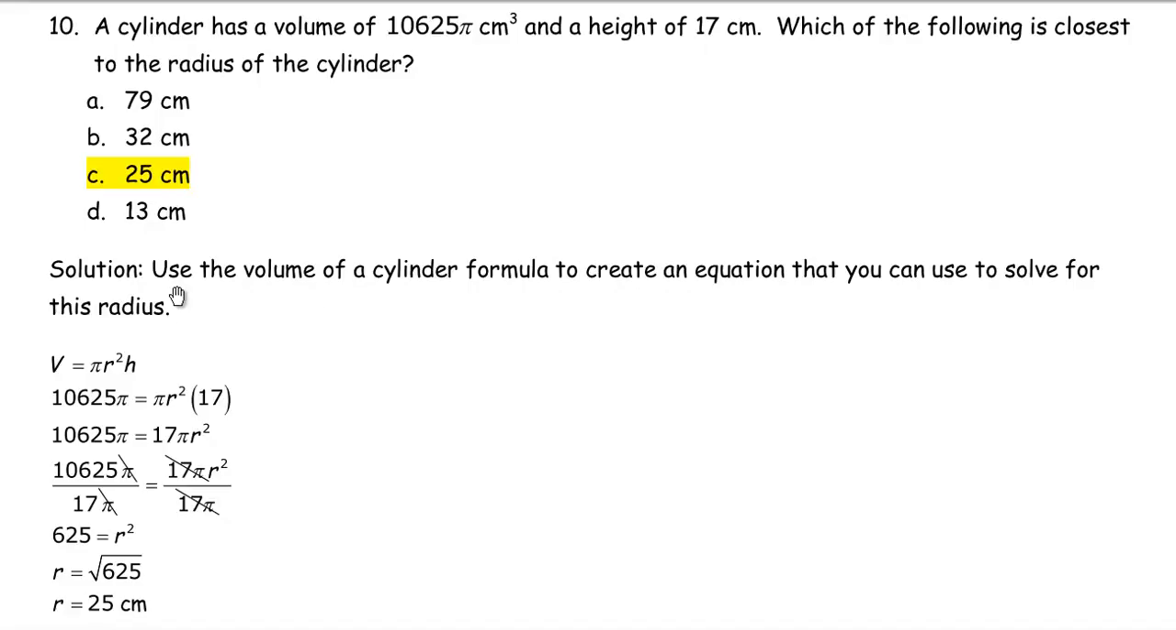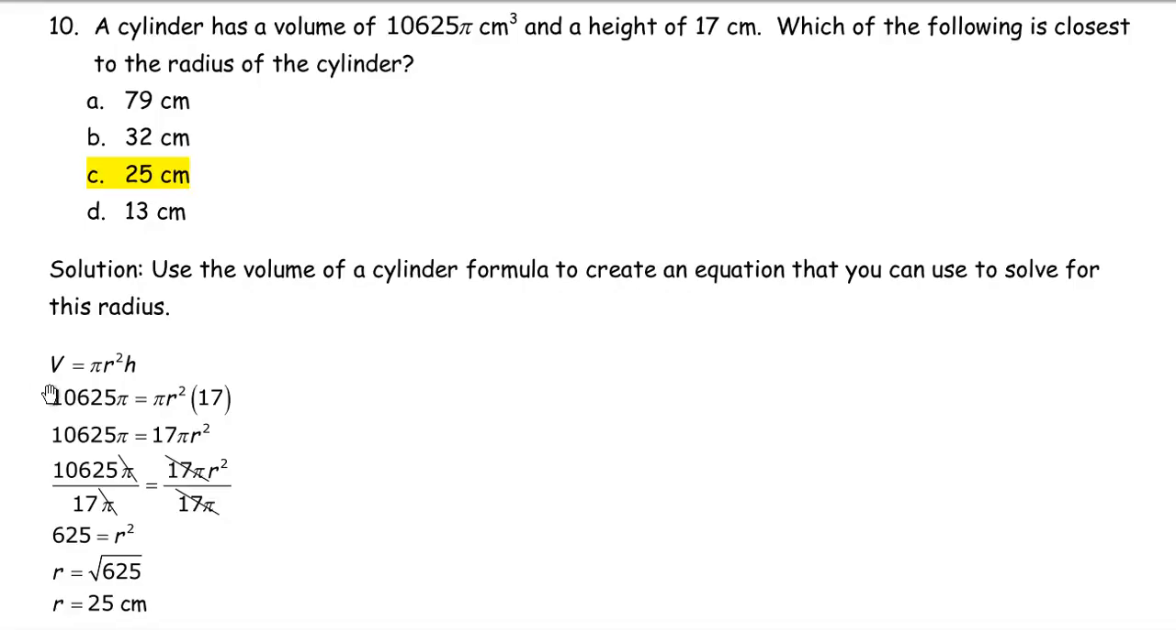So in the solution here, it says use the volume of a cylinder formula to create an equation that you can use to solve for this radius. So we're talking about a cylinder and its volume. We're given the volume, that's why we're using the volume formula for a cylinder. So the 10,625 pi goes in place of V because that's the volume. The height is 17, so 17 goes in place of H. And we don't know R, we're trying to find R, so that's why this is still R squared here.